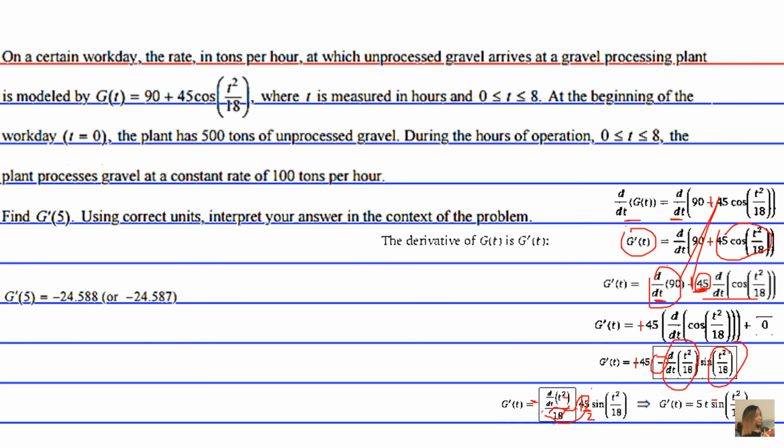Okay, and then if we plug in 5 hours, we're going to get negative 5 times 5, the sine of 25 over 18. And we're going to get negative 25 times the sine of 25 over 18. And it's going to give us negative 24.58, or depending on how you round it, negative 24.587.